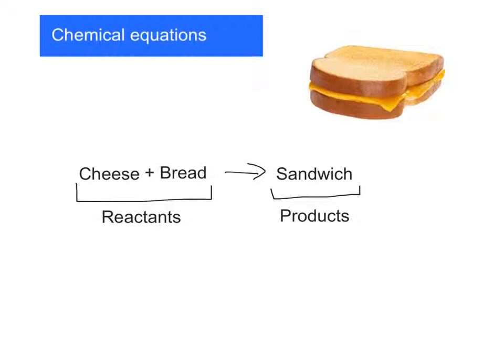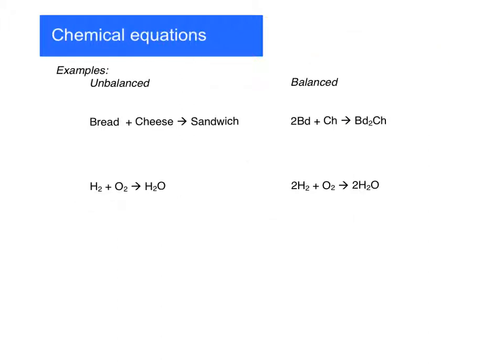So products are the things that you end with in your chemical equation, and they always are on the right side. Now, just like in a recipe, you need to know how much of each thing is going into your recipe. We need to specify how much of each of our reactants we have in our equation and how many products are formed. So our unbalanced equation would be bread plus cheese yields a sandwich. But if we want to balance that and tell how much of each thing we have, we would use 2 bread, and we're just using the symbol BD for bread, plus 1 cheese, and we never write the 1 because it's just assumed, yields our sandwich, which is 2 breads and a slice of cheese.